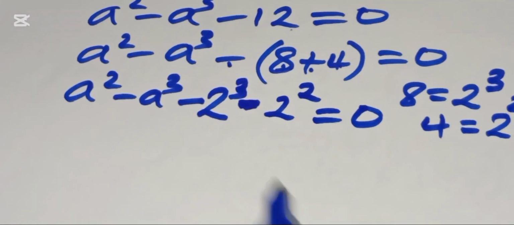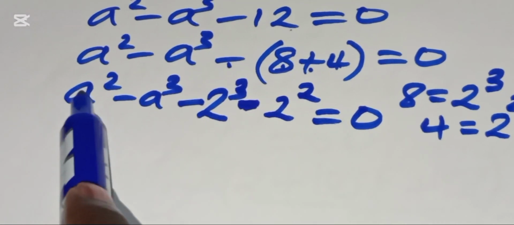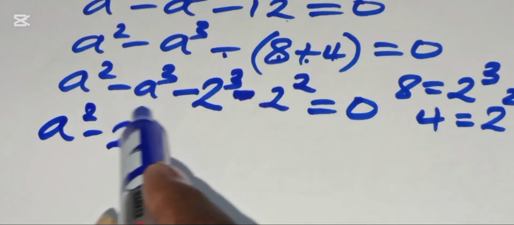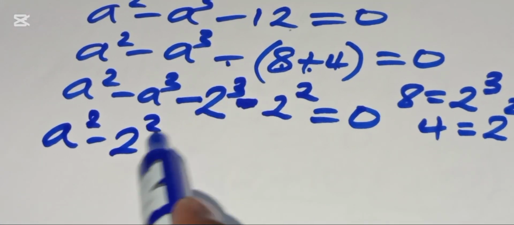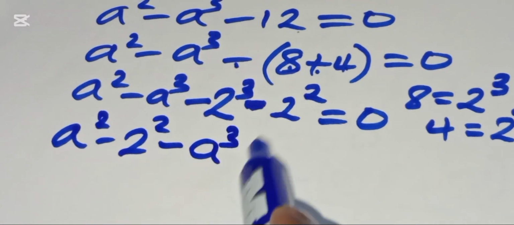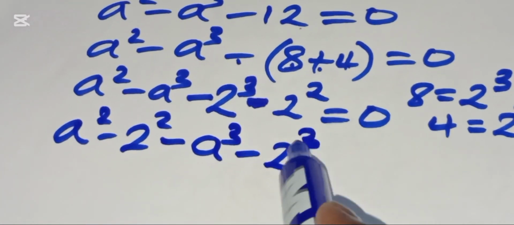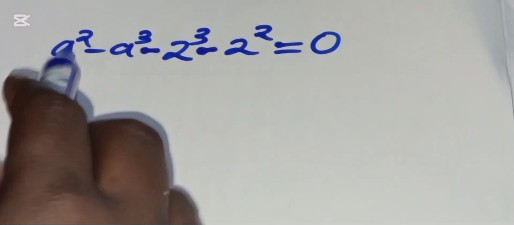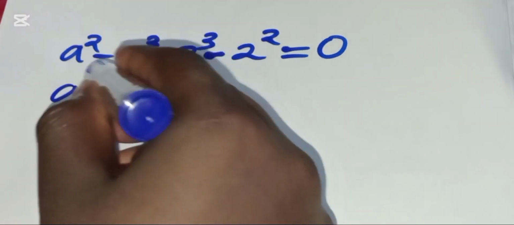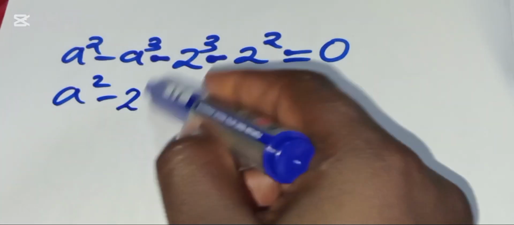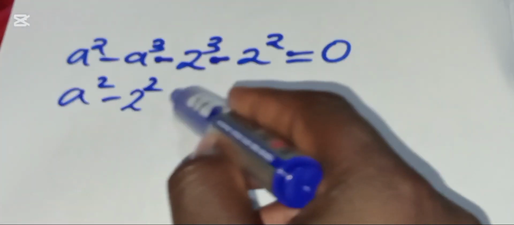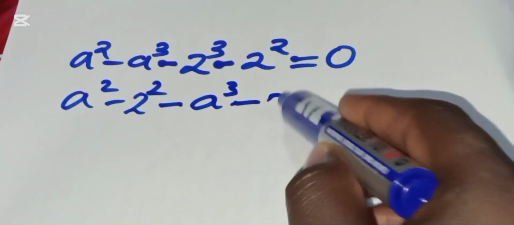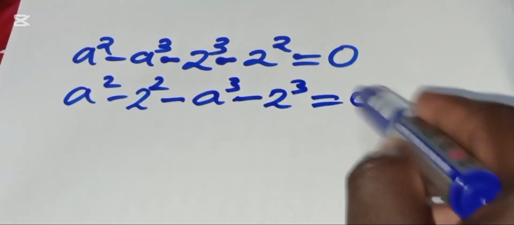Okay. Now we can combine the terms. We can combine a squared subtract 2 squared, you can see they have the same exponent, and a cubed subtract 2 cubed. This is equal to 0. So we can combine a squared, that is a squared subtract 2 squared, they have the same exponent, subtract a cubed subtract 2 cubed, equal to 0.